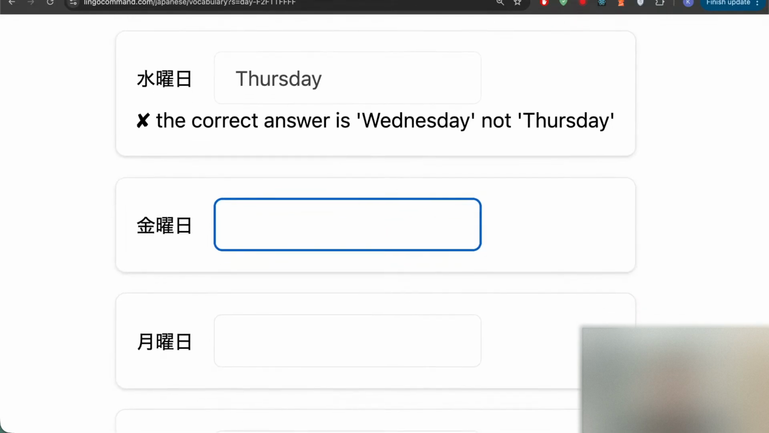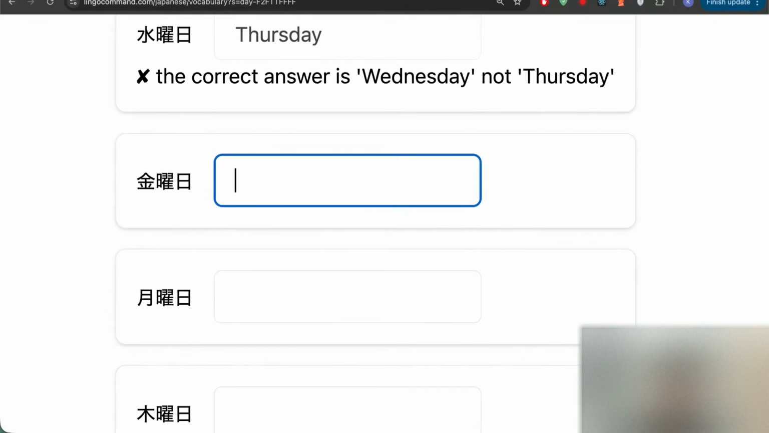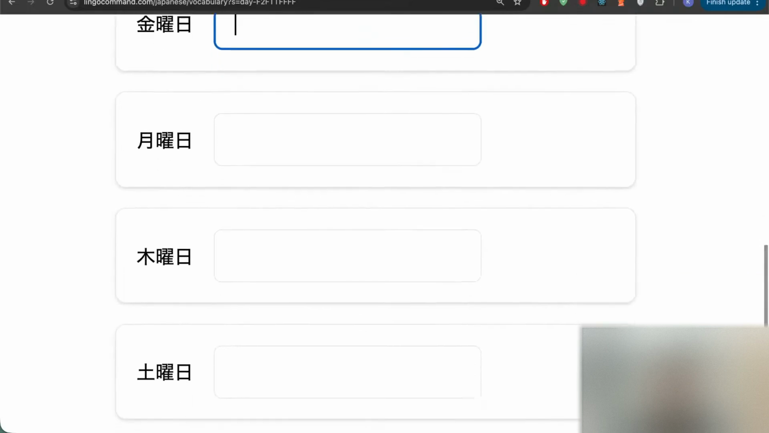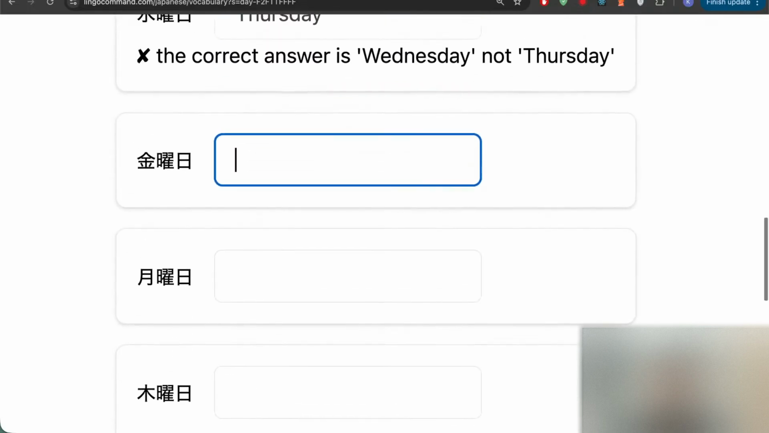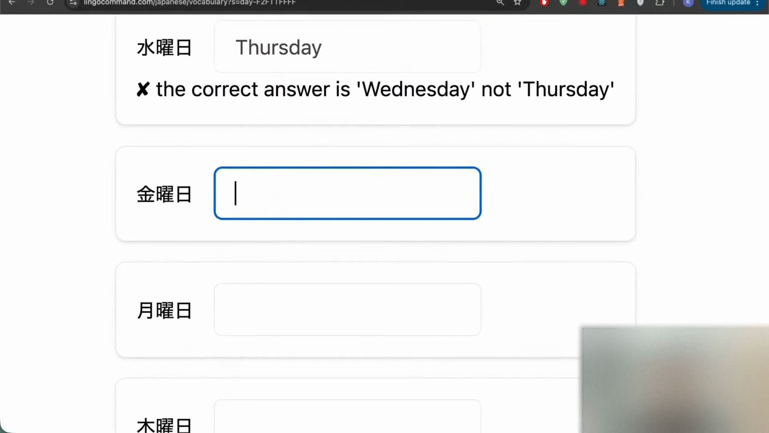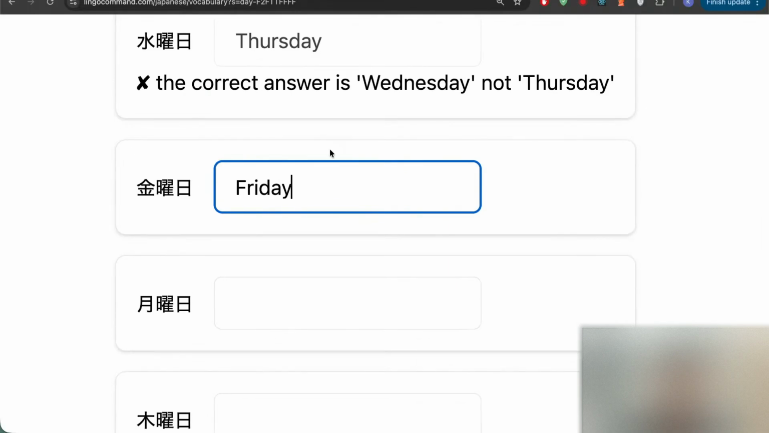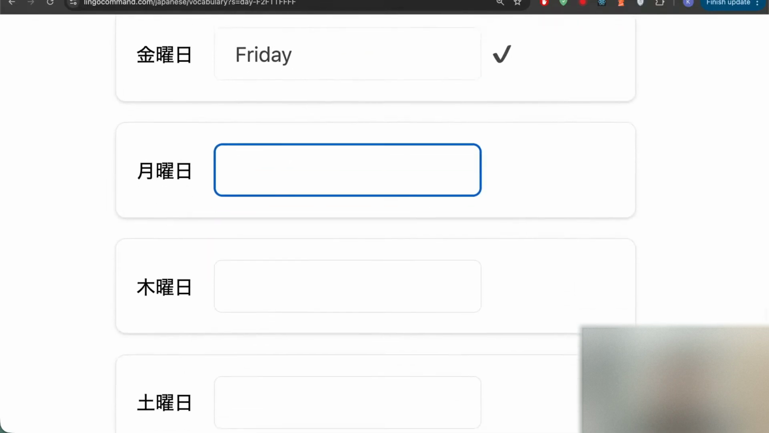Okay, moving on. This next one here kind of looks like a house. You tend to go home for the weekend. You're not in the office anymore. You start the weekend on a Friday. This is my kind of convoluted logic to try and remember this kanji here. I'm pretty sure this is Friday. Let's take a look. Fantastic.